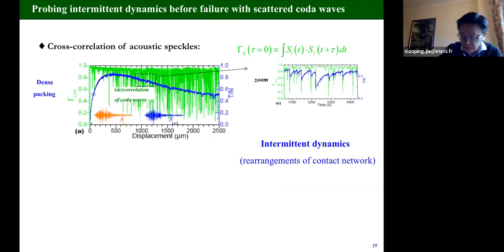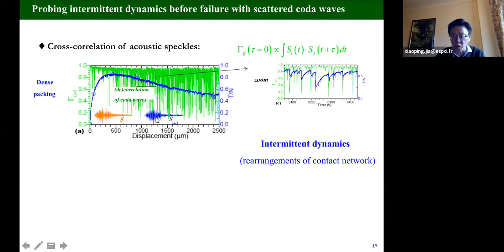Okay, well, let me show you that the sound velocity can also allow us to investigate some precursor events before the failure, I mean, before we reach this peak of force, and also the intermittent dynamics during this plastic flow, which is almost stable in the sense that this stress instability is not very large between the maximum one and the smaller one. To do that, we utilize multiply scattered coda waves, as I mentioned at the beginning, which are very sensitive to minute changes of the contact at the scale of the contact.